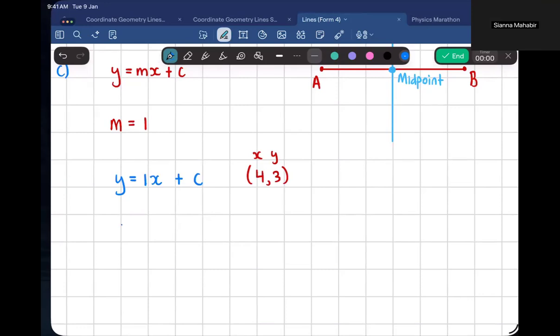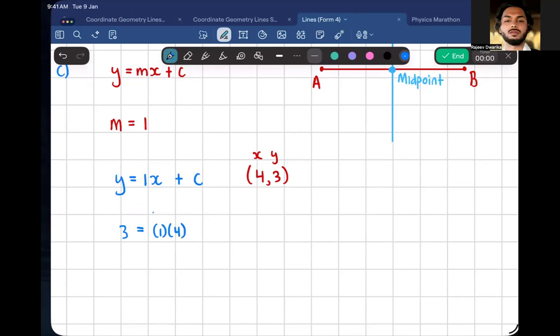Anyway, you see y, put 3. Anyway, you see x, what do you think I should put? Put 4. Yes. So I'm going to write 3 equal to what? 1 in brackets, and then 4 in brackets.